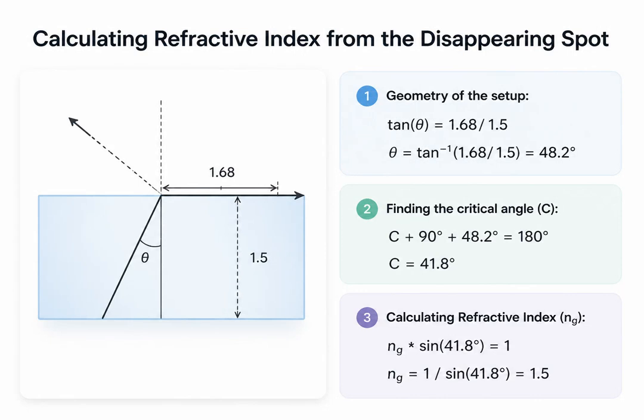We can actually use the geometry of that disappearing spot to find the glass's refractive index. By taking the inverse tangent of the distances, 1.68 centimeters down over 1.5 centimeters across, we find the angle of the emerging ray is 48.2 degrees. Using the geometry of the triangle formed, we deduce the critical angle inside the glass is 41.8 degrees. Plugging this into our critical angle formula, we calculate the refractive index of the block to be 1.5.